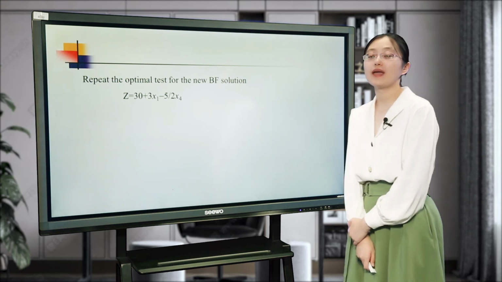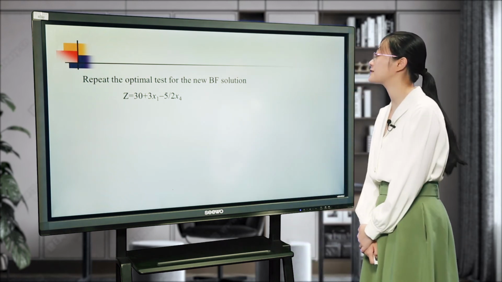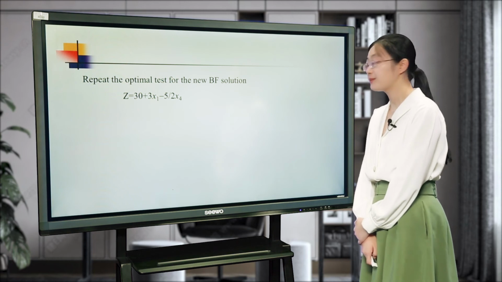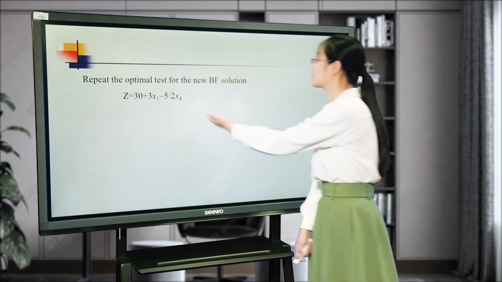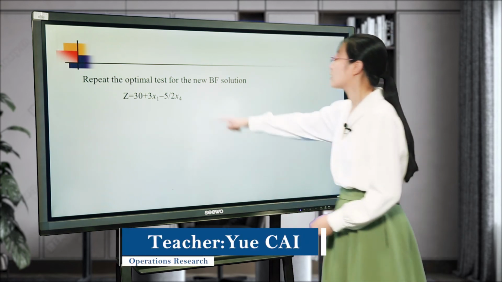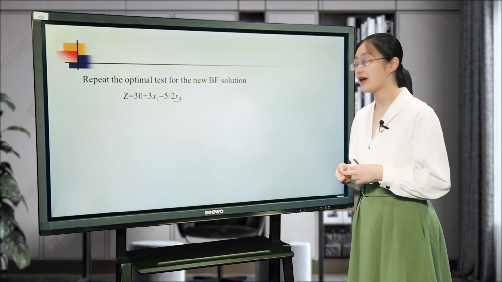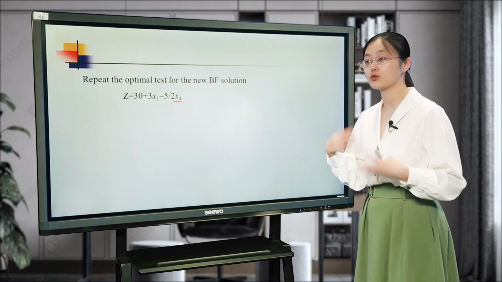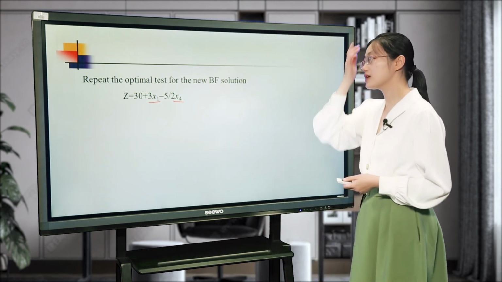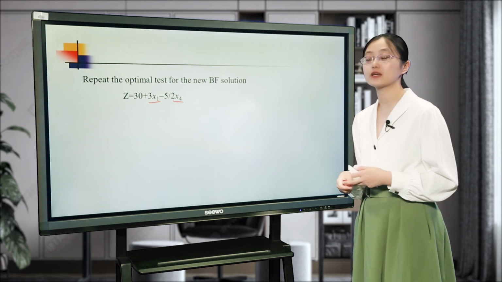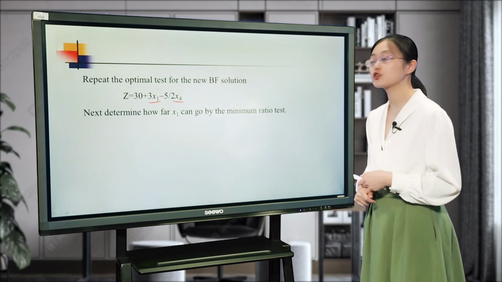Okay, so now we have the new objective function z equals 30 plus 3x1 minus 5/2 x4, with the new BF solution. Next, we just repeat the optimality test again. In this objective function, the coefficient of x4 is negative, so increasing x4 will decrease the value of z. That's not what we want because we want a maximum z. However, since the coefficient of x1 is positive, increasing the value of x1 will give an increase in z. So at this point, our objective function is not optimal.